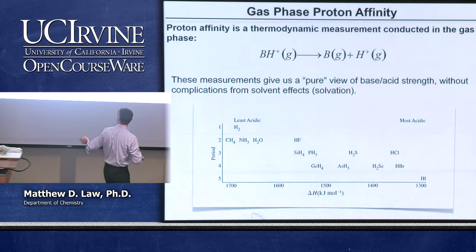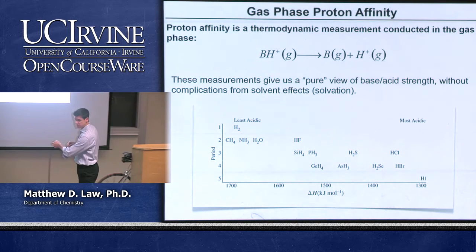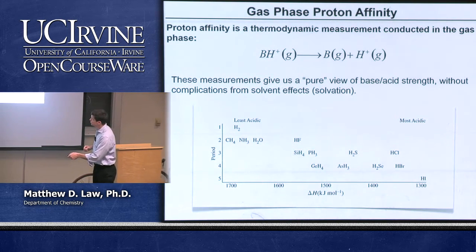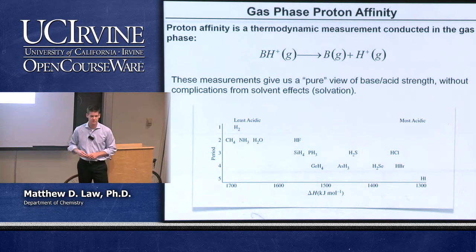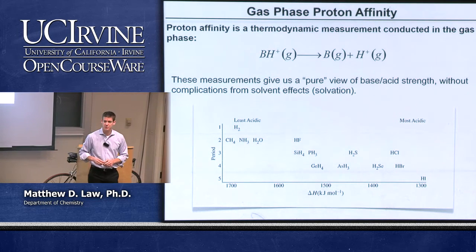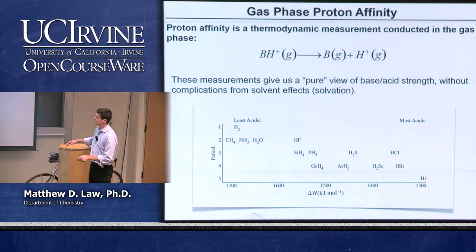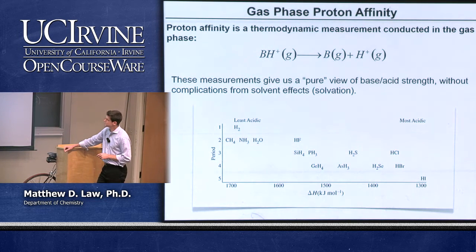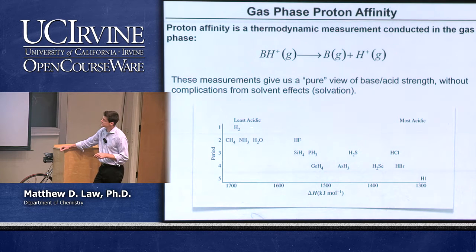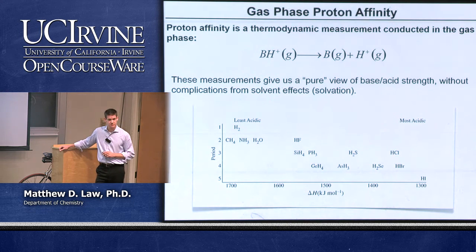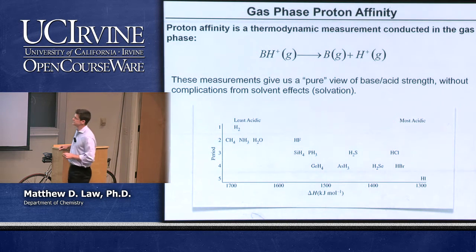What you see here is a number of different simple compounds, and we've got proton affinities from 1700 down to 1300 kilojoules per mole. So fairly large values. They're all positive, and of course this side is smaller than this side. Let's look at some of the trends here. These are labeled as the least acidic. These are labeled as the most acidic species. That's because the least acidic species takes a larger amount of energy to break that bond. The bond is weaker for the more acidic species. 1300 is substantially different than 1700.